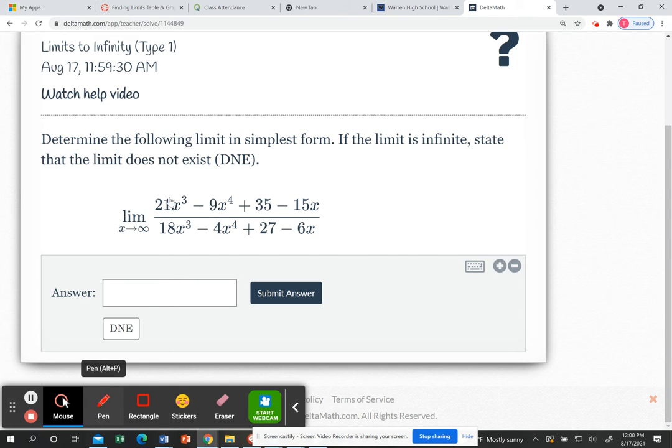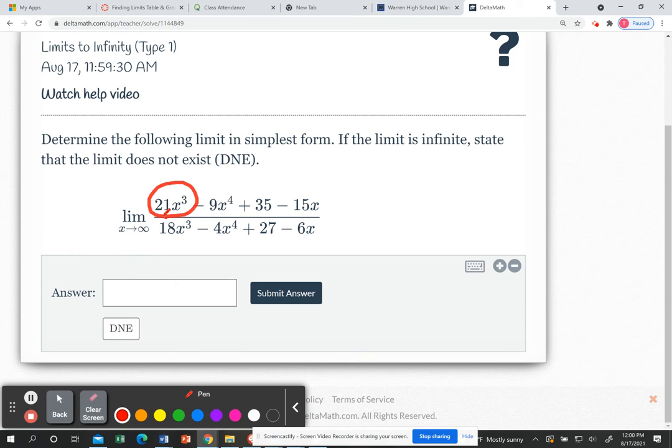So what is the highest power on the top? This one right here, isn't it? Oh shoot. It's this one.